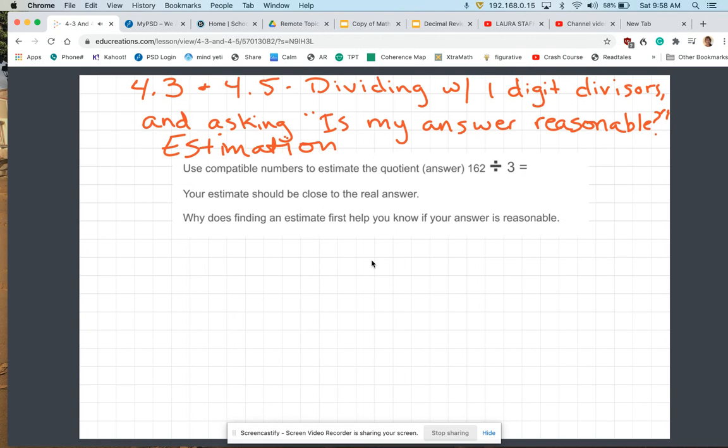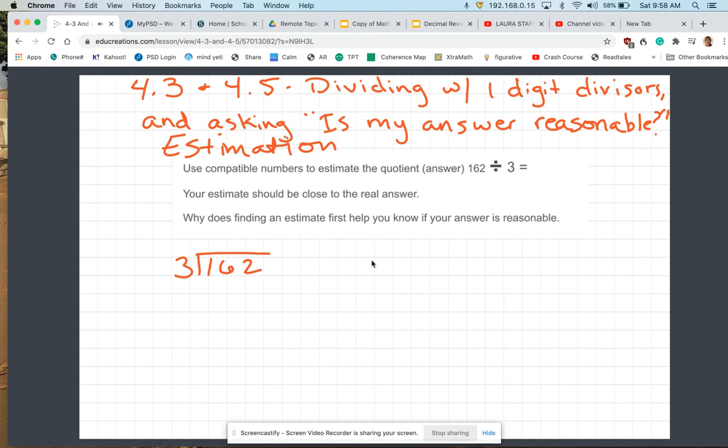All right. So the first thing we're going to look at is we are going to use compatible numbers to estimate the quotient, which is the answer of 162 divided by 3. Your estimate should be close to the real answer. Go ahead and pause your video and set up your math problem. Okay, there you go. Hopefully that's not what you wrote down. If that's what you wrote down, you should probably go back to the beginning of this video and listen again. I bet you spaced out.